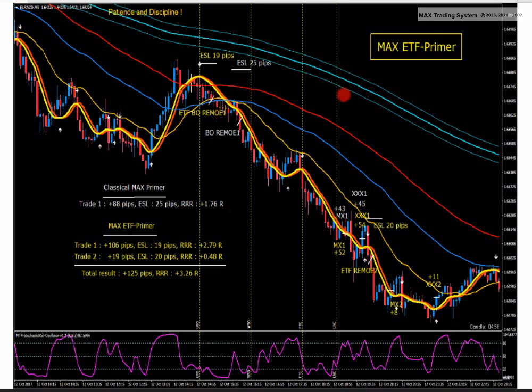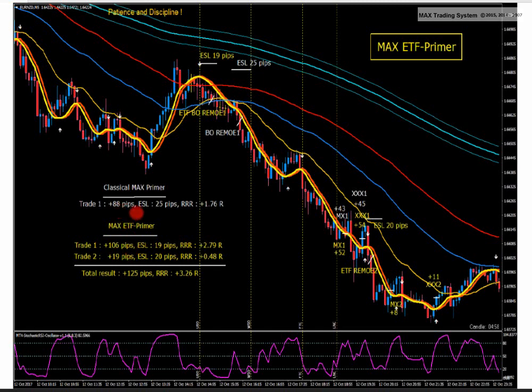Now, with the max ETF primer, the aim of which is to catch larger movement, redefining what we call a directional movement, we have an earlier entry here, using these two new lines we call the ETF lines, and the companion indicator, of course. And so we have been able to open the trade earlier, and we have the same MX and the same XXX. Because we have been able to open the trade earlier, the result of the first trade is larger than with the max primer, and the increase in the profit is important. We see here 106 pips instead of 88 pips.